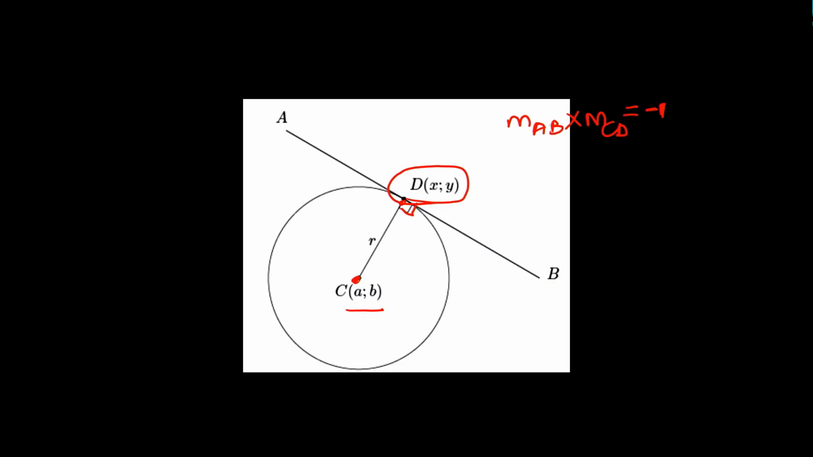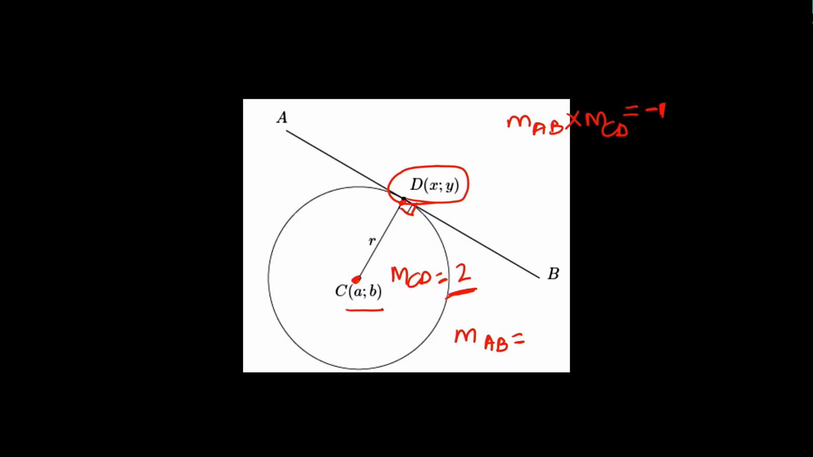But say, for example, I know that the gradient of CD is 2. All right. Then if you look at what we say here, the gradient of AB times the gradient of CD is equal to -1 because they are perpendicular lines and the product of the gradients is equal to -1. So if I know that the gradient of CD is equal to 2, to find the gradient of AB, all I do is take the negative reciprocal of the gradient of CD.